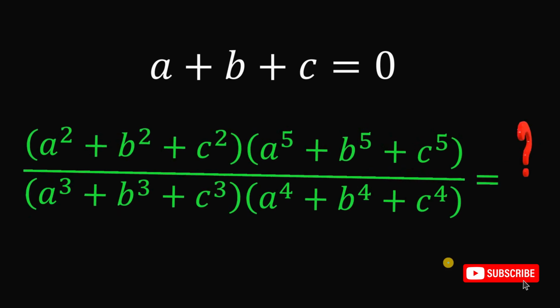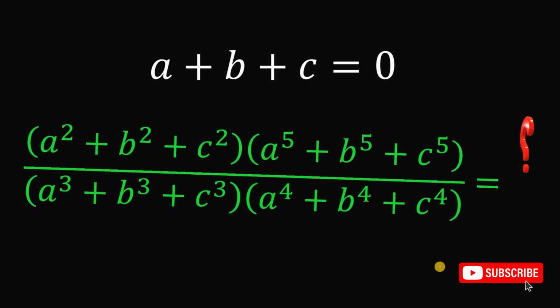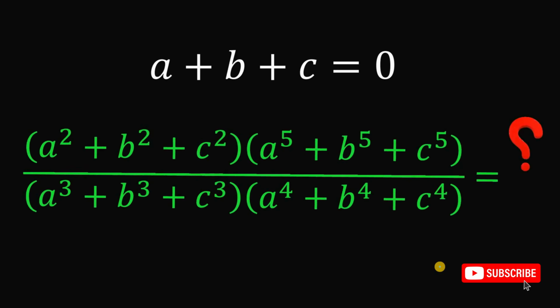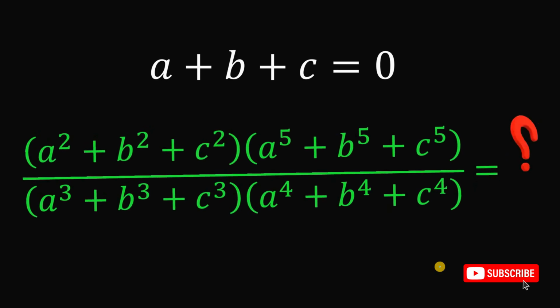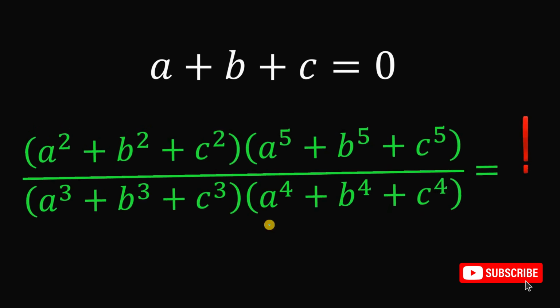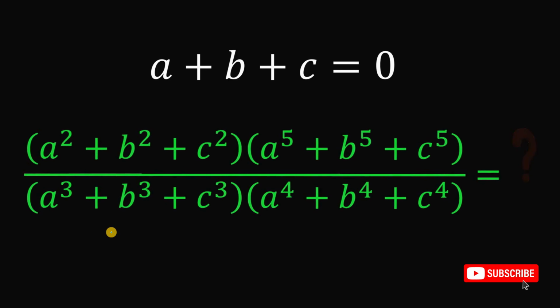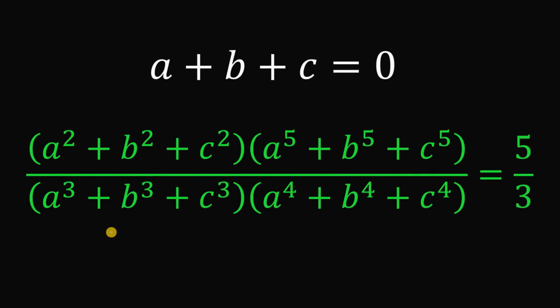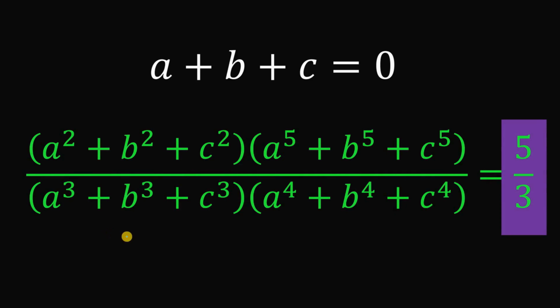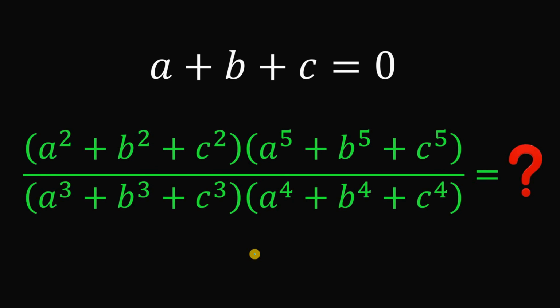Now pause this video right now and see if you can answer this question, because I will show you the answer and the solution in 3, 2, 1. Alright, let's have first the answer to this question. The value of this expression is 5 over 3. Now the question is, how do we get the value 5 over 3? In this video, I will show you 2 different methods to answer this question.